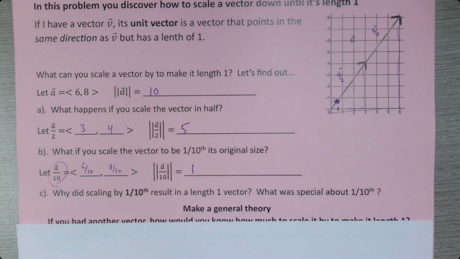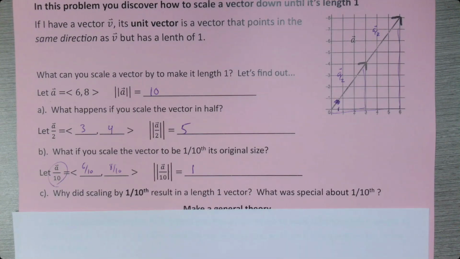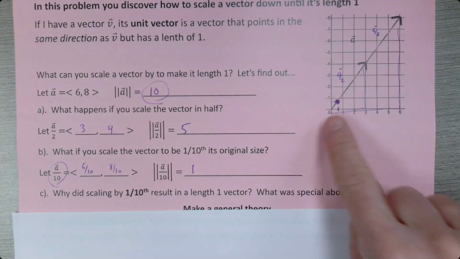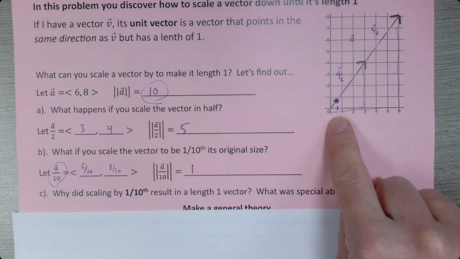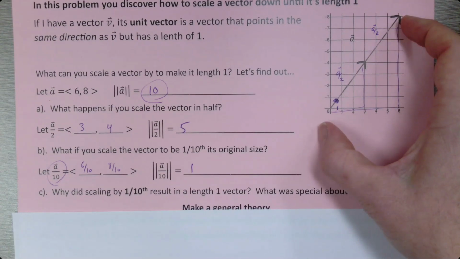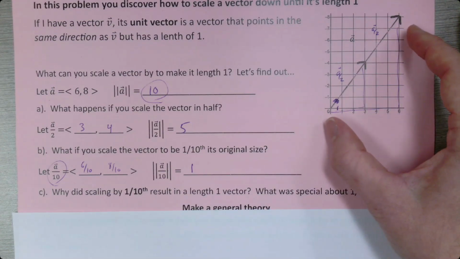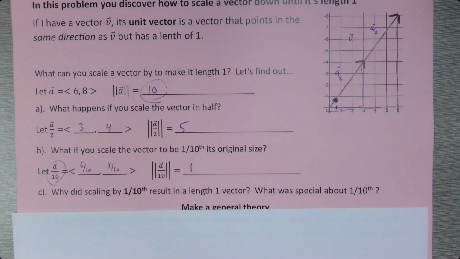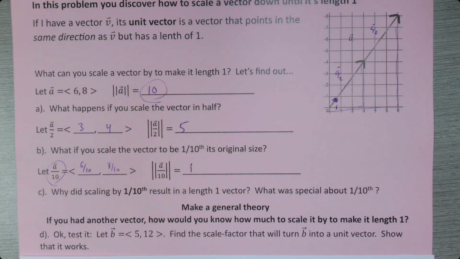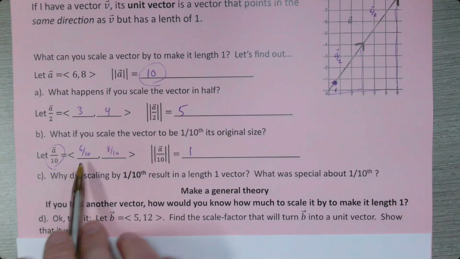Okay, so now let's generalize. Why did scaling by 1/10 result in that unit vector? What was special about 1/10? Well, 10 was the length of the original vector. And it makes sense that if I'm looking to scale a triangle down so that its length is 1, I should use as a scale factor whatever the original length was. If the original length was 22, I should divide everything by 22. If the original length was root 105, I should scale everything down by root 105. So here's the general theory: scale it down by its own length. In other words, let's divide by its own length.